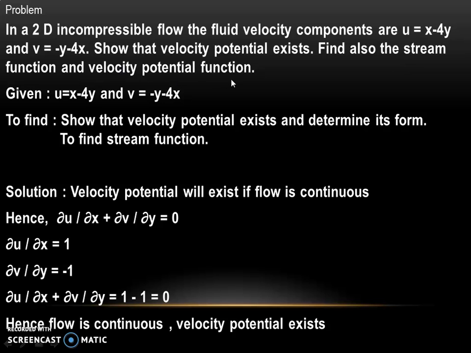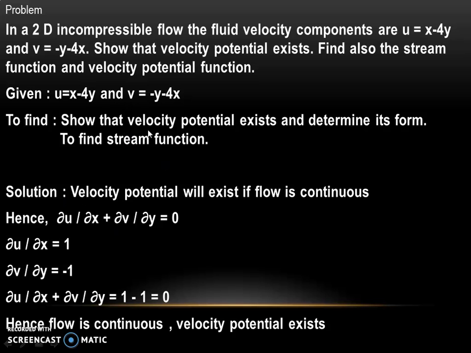velocity potential function. So to begin with, we will write down the given data, that is the velocity component along x direction, that is u equal to x minus 4y, and velocity along y direction, that is v equal to minus y minus 4x. So with this given data, we need to show that velocity potential exists, and also we have to find out the expression for velocity potential function, that is phi, and along with it we also need to find out the equation for stream function, that is psi.